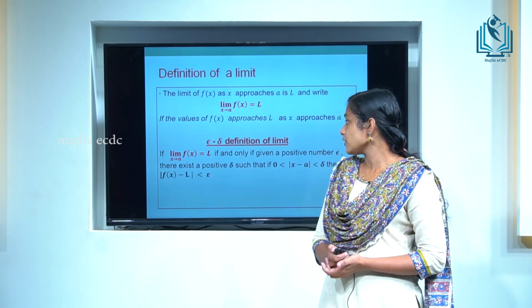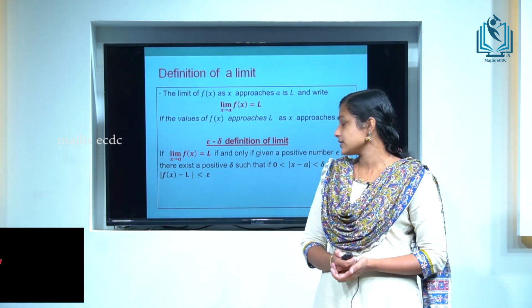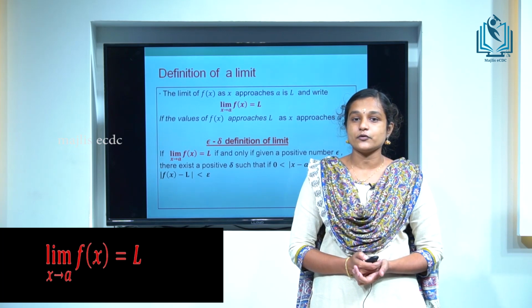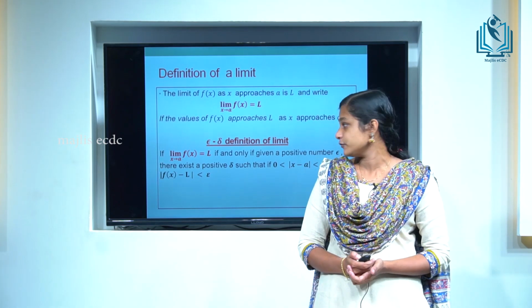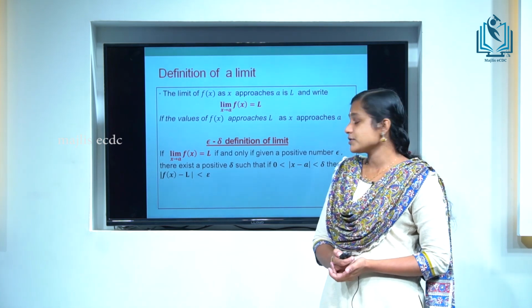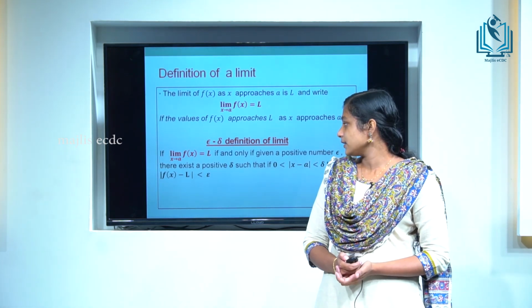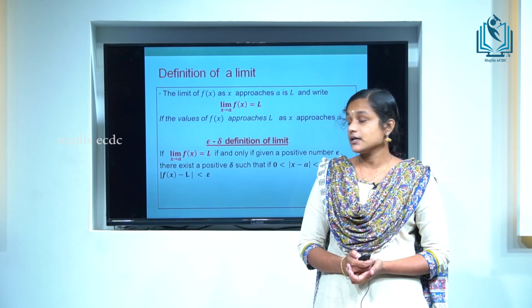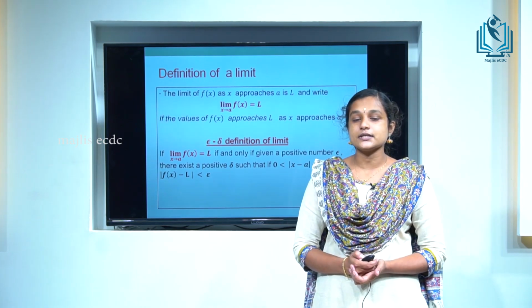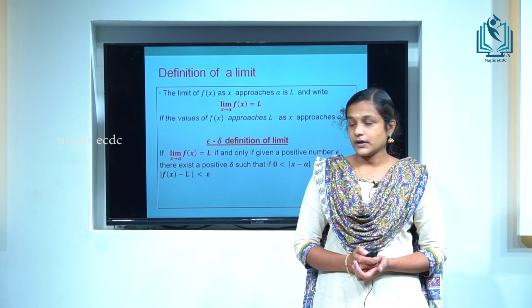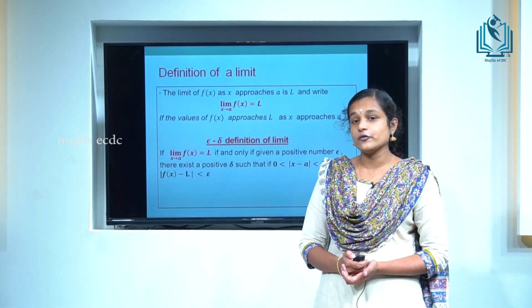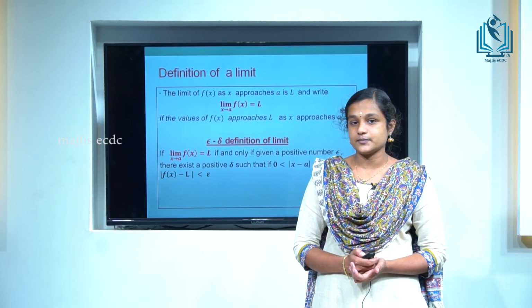Then the epsilon delta definition of limit: limit x tends to a f of x equal to L if and only if, given any positive number epsilon, there exists a positive delta such that if 0 less than modulus of x minus a less than delta, it implies modulus of f of x minus L less than epsilon.